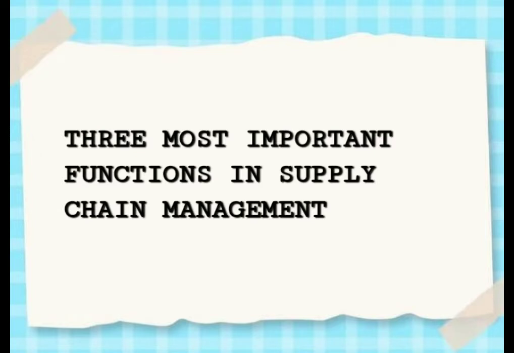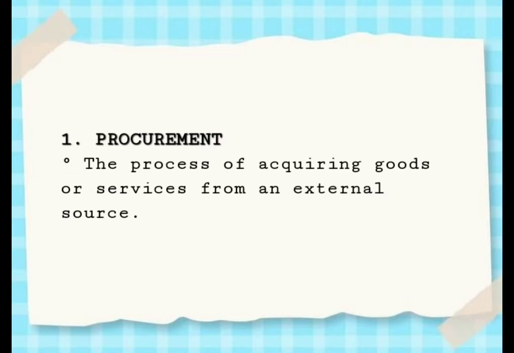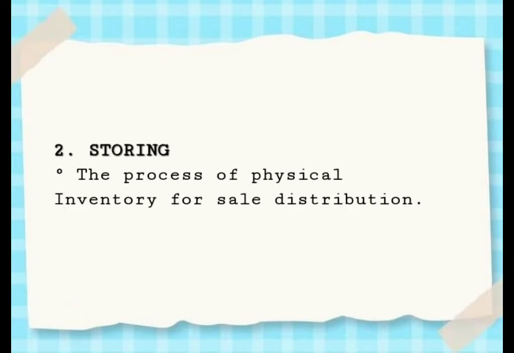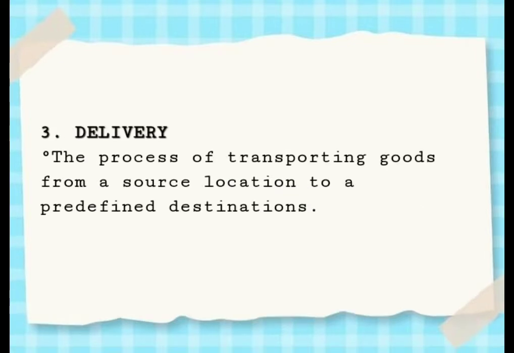Another three most important functions in supply chain management. First, we have procurement, the process of acquiring goods or services from an external source. Second is storing, the process of keeping physical inventory for sale or distribution. And last is delivery, the process of transporting goods from a source location to a predefined destination.